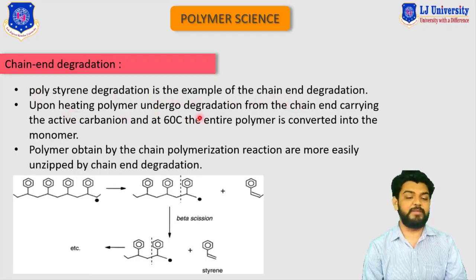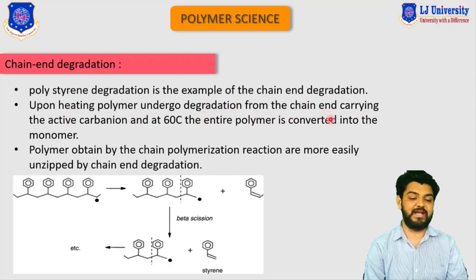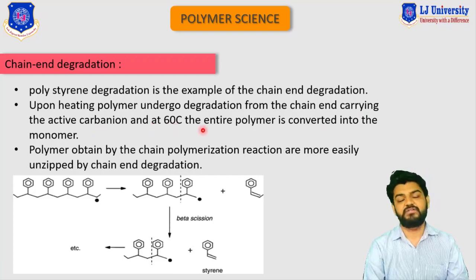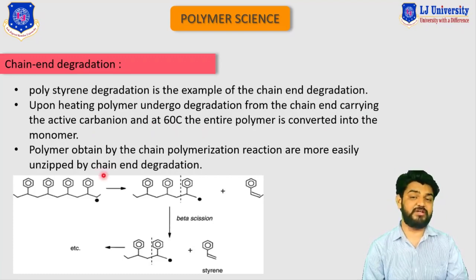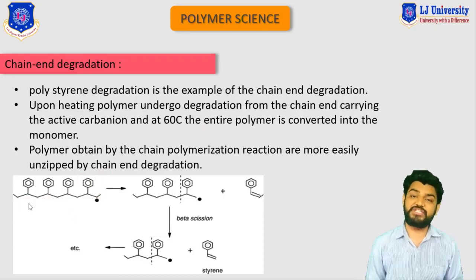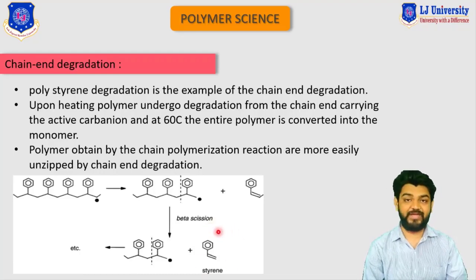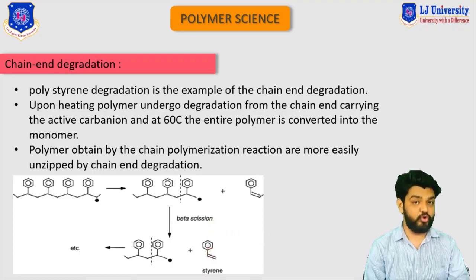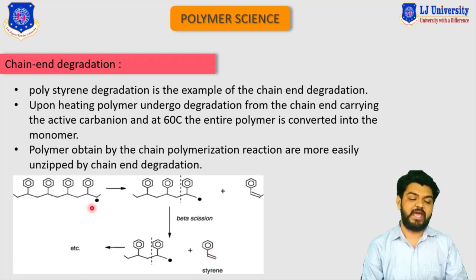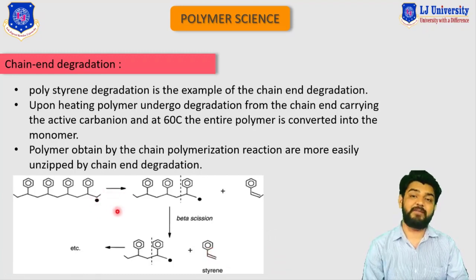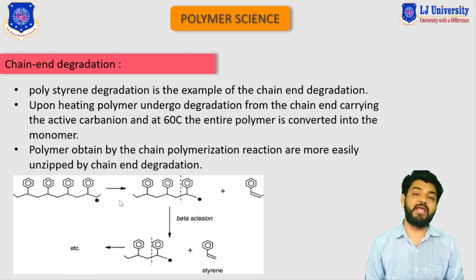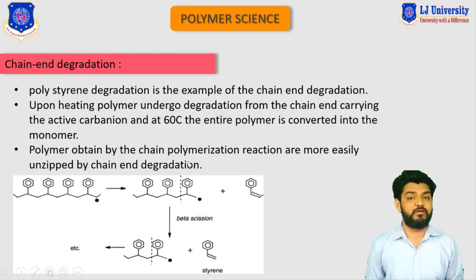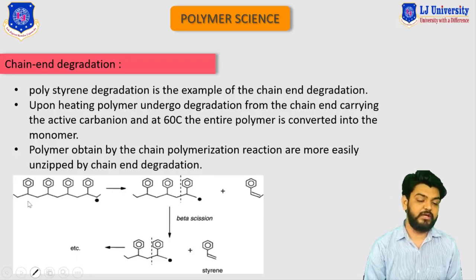Upon heating, the polymer undergoes degradation from the chain end, and it carries an active carbon ion at 60 degrees Celsius. So at 60 degrees Celsius, this entire molecule of polystyrene will degrade and we will have only styrene molecules, or we can say only styrene monomers. This active carbon ion will be liberated when we heat this polystyrene molecule. Now let me take a pen so that I can explain this example of polystyrene.